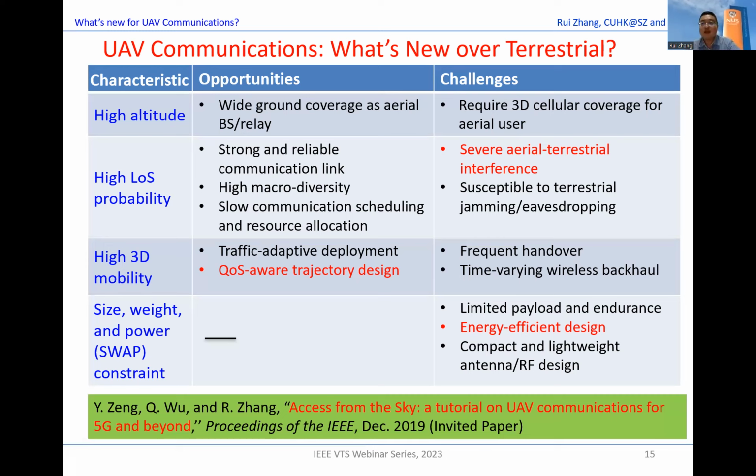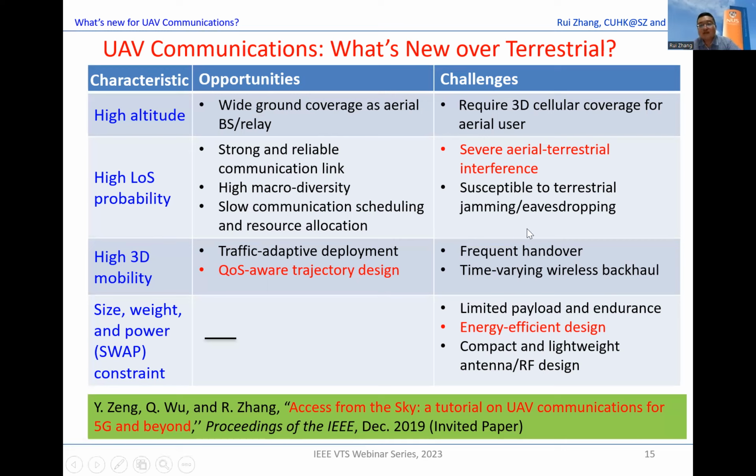Usually terrestrial terminals are confined to a given area and cannot move freely in 3D space. However, UAV also has very stringent constraints on its size, weight, and power, the so-called SWAP constraint. That means UAVs typically have very limited payload and onboard battery. So the endurance, that means the flying time, of commercial UAVs is very limited, now typically below 1 hour. So when we design UAV communication and later trajectory, we have to be very careful about energy efficiency, because if the UAV consumes too much energy, its endurance time will be significantly reduced, and that will limit UAV applications.